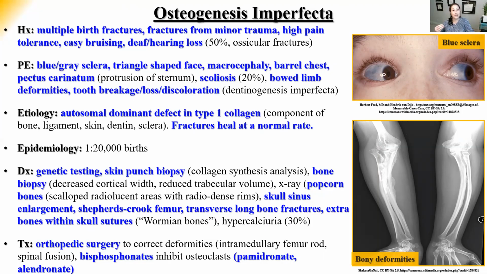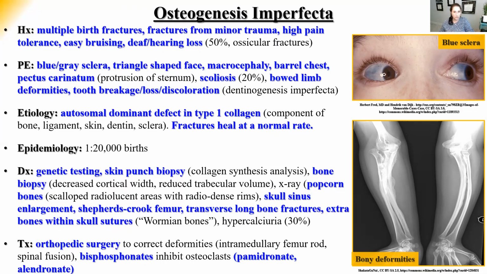These patients tend to have a very high tolerance for pain. And so parents get accused of child abuse because people ask, why didn't you bring your kid in? They have all these fractures. Well, they didn't complain of pain. So a high pain tolerance. Easy bruising. Deafness and hearing loss is common. About 50% of these patients have it because those little tiny bones in the ears, the ossicles, fracture easily.